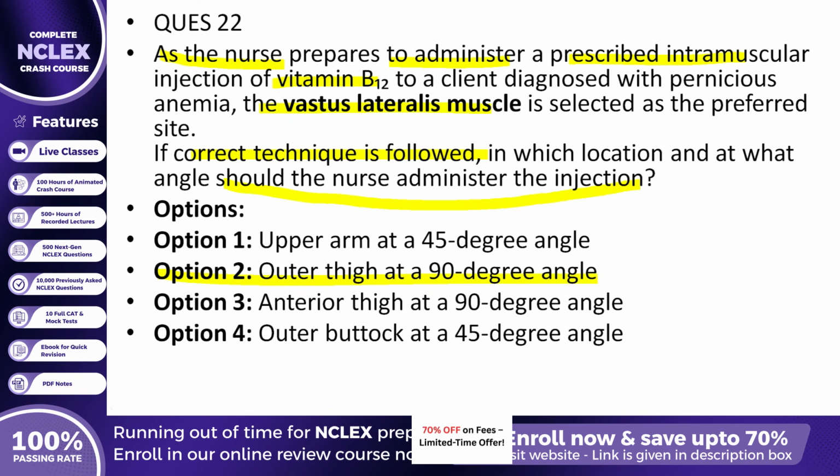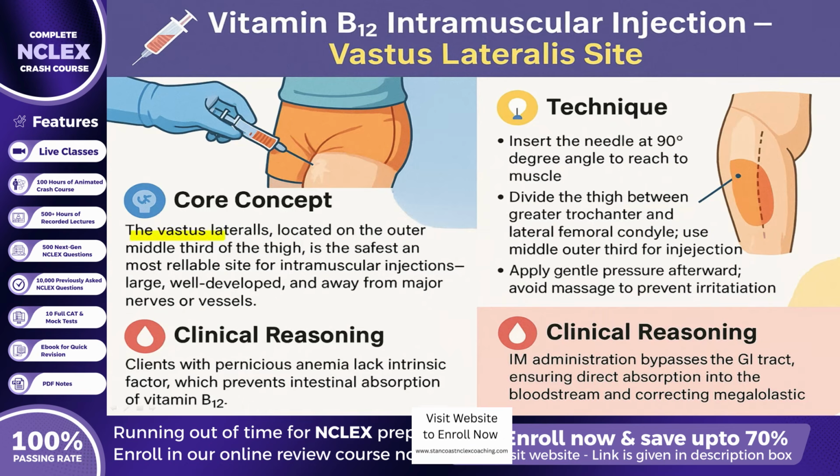Continuing forward into the in-depth rationale, the vastus lateralis muscle, located on the outer aspect of the thigh, is one of the safest and most preferred sites for intramuscular injections. It is large, well-developed, and positioned away from major nerves and blood vessels, which makes it a reliable site for both adult and pediatric clients. The injection must be given at a 90-degree angle to ensure that the medication reaches the muscle tissue for optimal absorption. To find the correct area, the nurse divides the thigh into 3 equal parts between the greater trochanter and the lateral femoral condyle, selecting the middle third on the outer side as the injection zone.